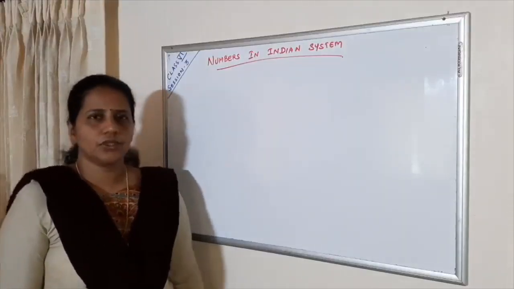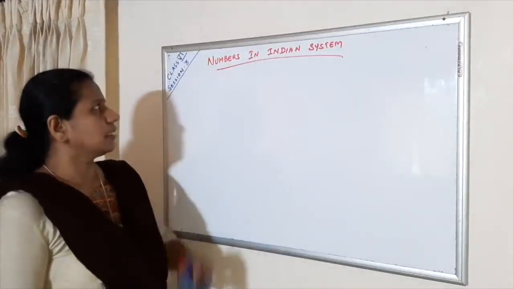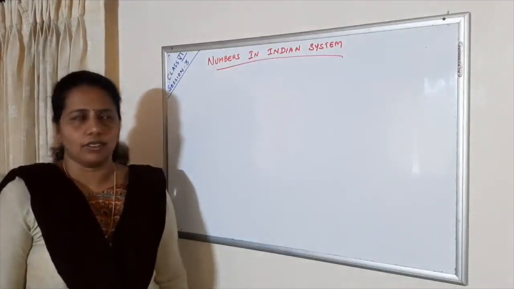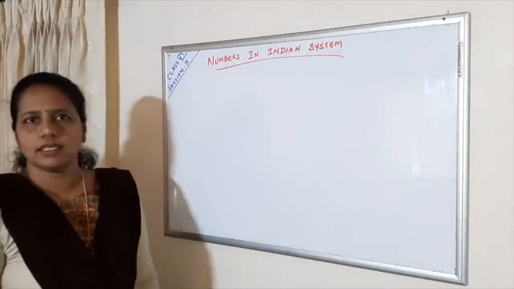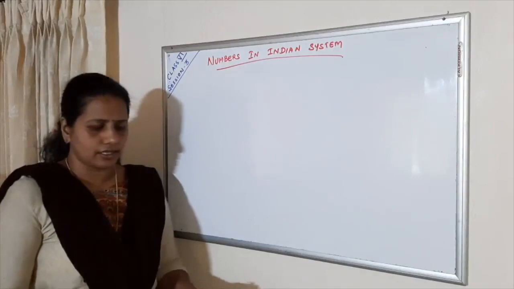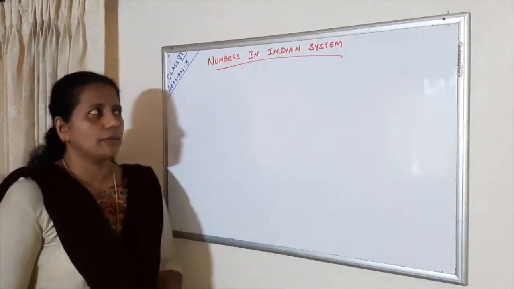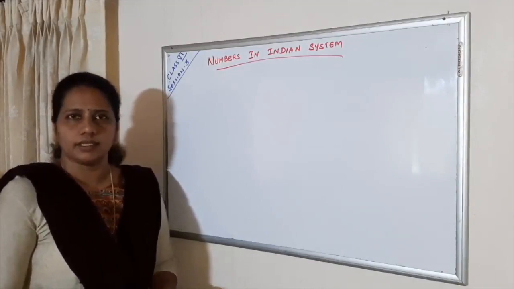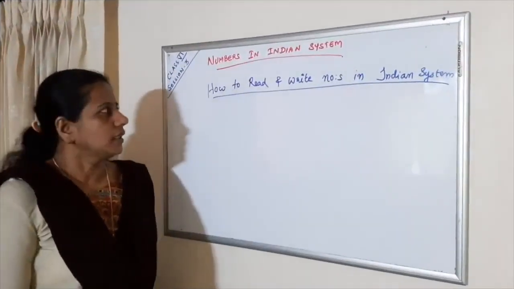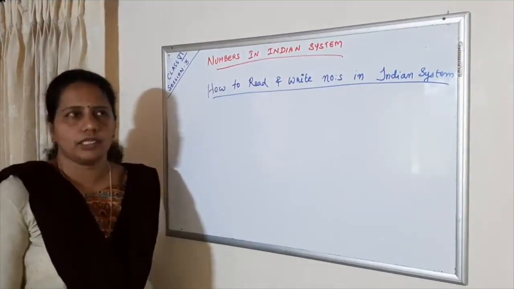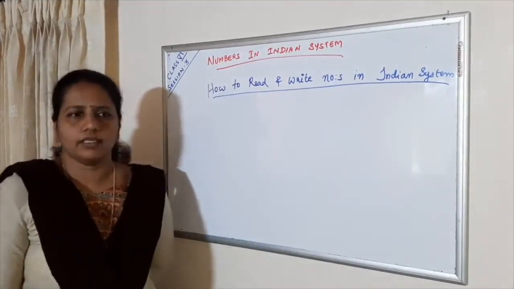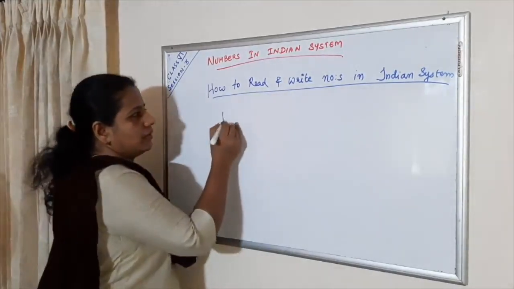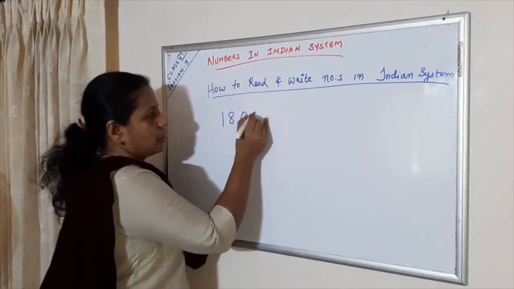Good morning. Today we are taking session 3 in chapter 1, that is numbers in the Indian system and international system. First we are studying numbers in the Indian system: how to read and write numbers in the Indian system. You have already studied this in 5th standard. Then next, I am giving an example.